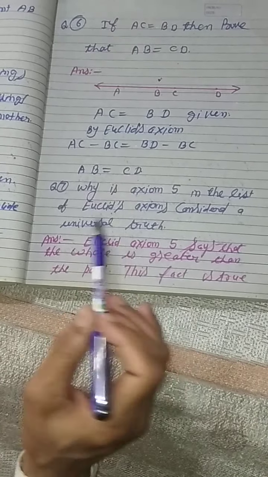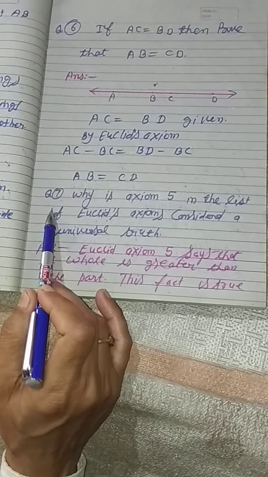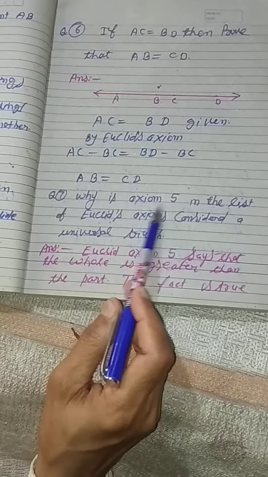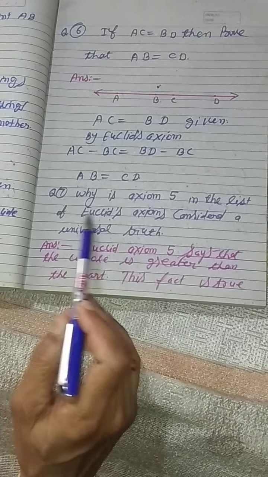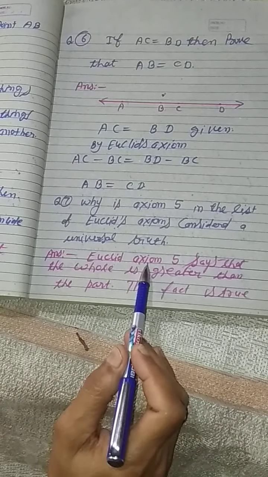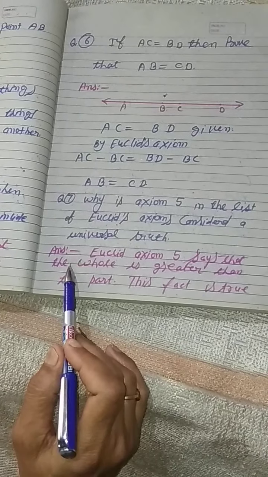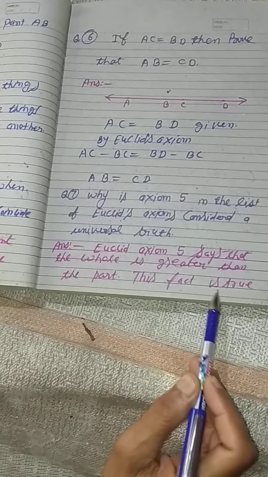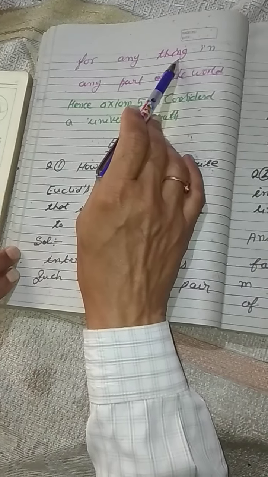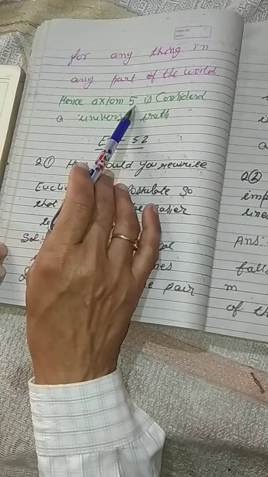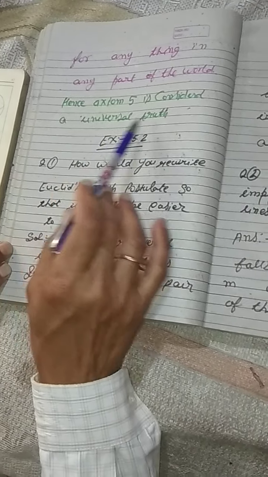Now the seventh question of this exercise. This is the last question of this exercise. Why is axiom 5 in the list of Euclid's axioms considered a universal truth? Euclid's axiom 5 says that the whole is greater than the part. This fact is true for anything in any part of the world. So hence axiom 5 is considered a universal truth.